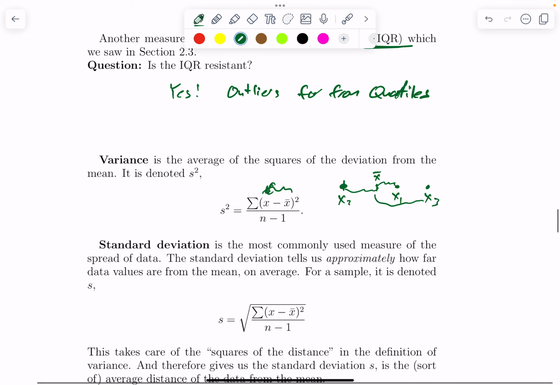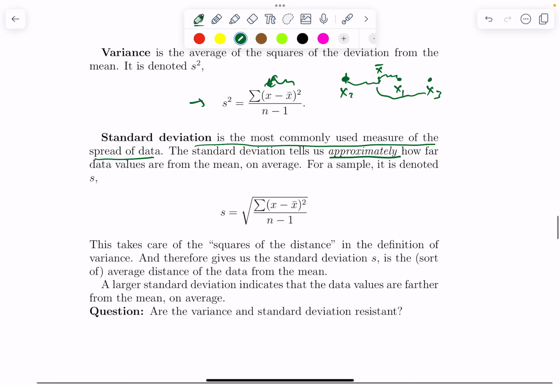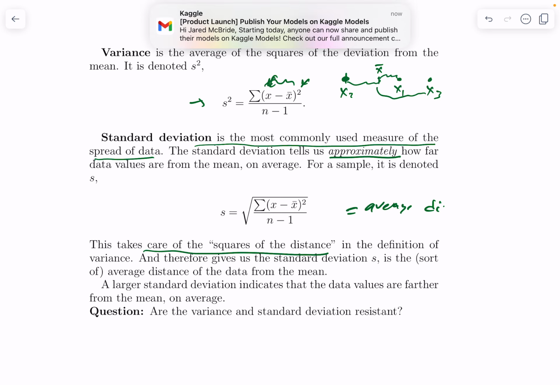So then this is the most commonly used measure of spread of the data. The standard deviation tells us approximately how far data values are from the mean. See, so this thing here is the average squared deviation. When I take the square root, I take care of the squares of the distance, or the squared deviation, and I get instead the average deviation.